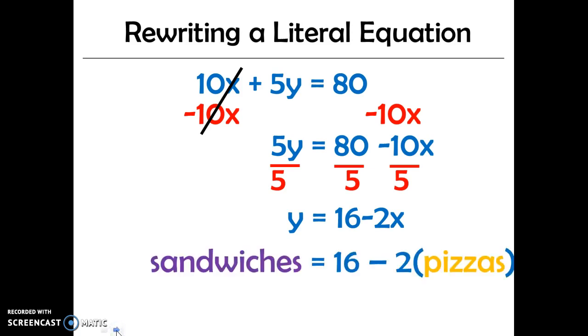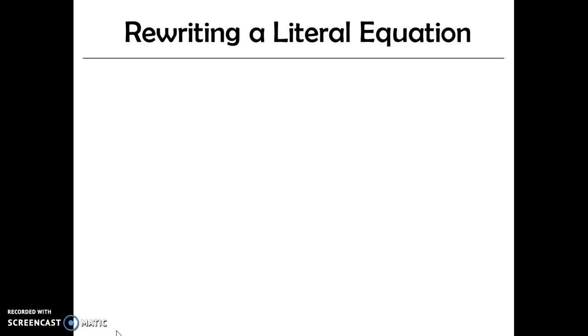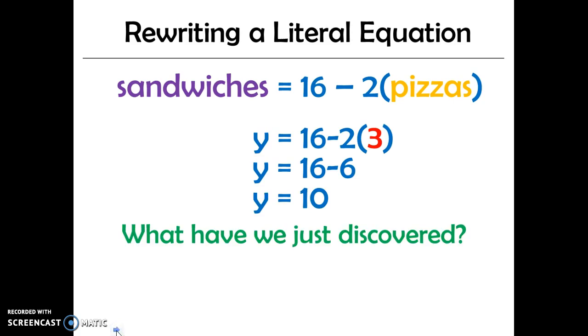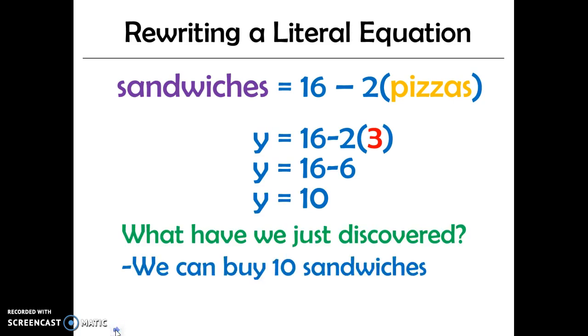So again, just a reminder, y represents sandwiches and x represents pizza. So what we're going to do is take that equation and insert 3 for pizzas because we know what that is. They told us we're buying 3 pizzas. Once I simplify that, 2 times 3 is 6. So 16 minus 6 is 10. y equals 10. What have we just discovered? We can buy 10 sandwiches if we buy 3 pizzas.